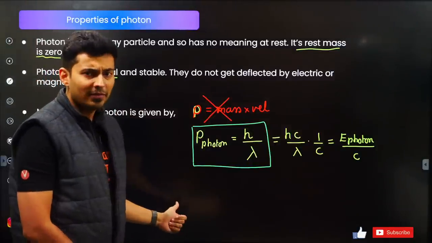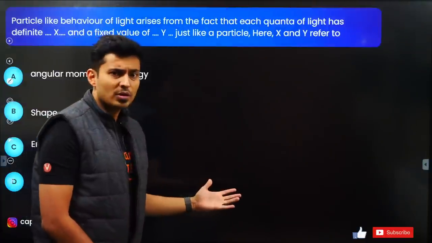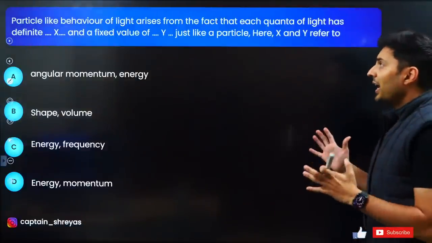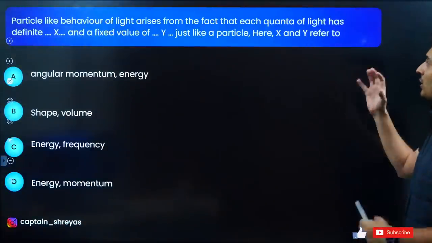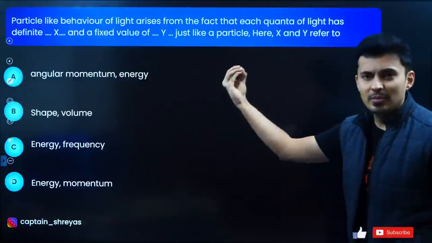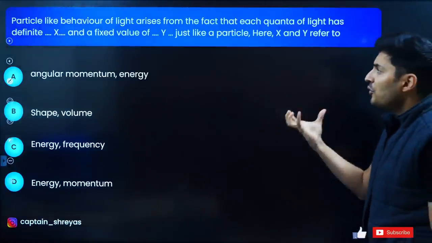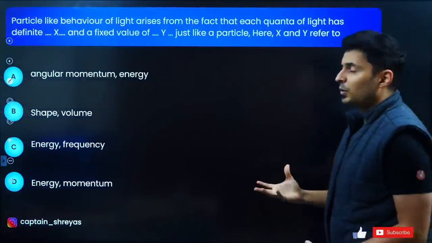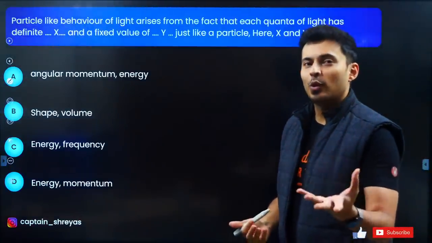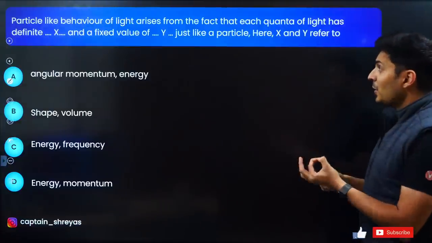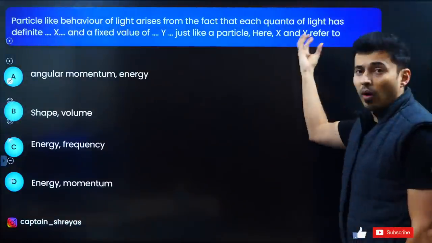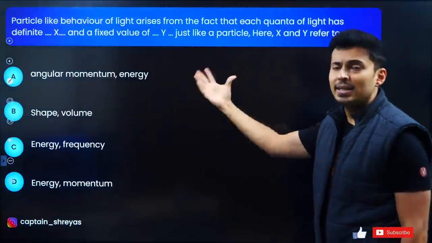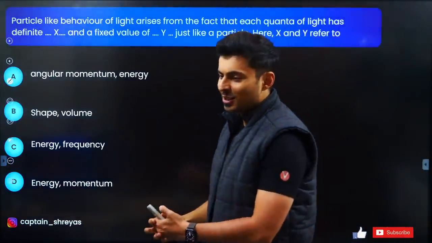Okay, everybody fine with this? Great. Let's do some questions based on whatever you have studied. Particle-like behavior of light arises from the fact that each quanta of light has some definite dash and a fixed value of dash, just like a particle. Here, x and y refer to the particle of light, meaning photon, each quanta, that is each packet, has some fixed dash and definite dash. What are those blanks? Come on, my warriors.